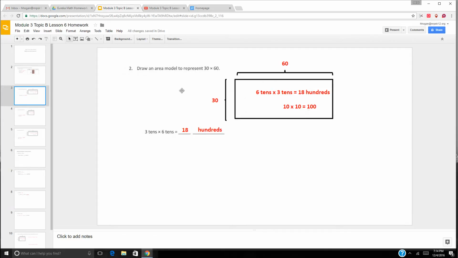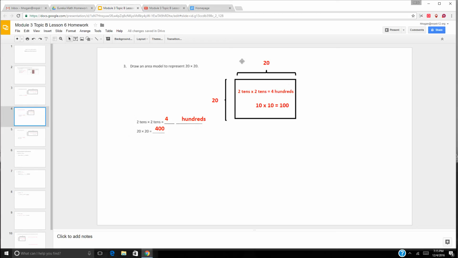Okay, so we're going to make an area model to do 30 times 60. So 60 and 30. So this is the area model because 60 times 30 gives us the inside. And that's basically area, right? 60 times 30. So it's 6 tens times 3 tens. So if you do the basic fact first, 6 times 3 is 18, and 10 times 10 is 100. So it's 1800s. So 3 times 6 is 18, and 10 times 10 is 100, so it's 1800s.